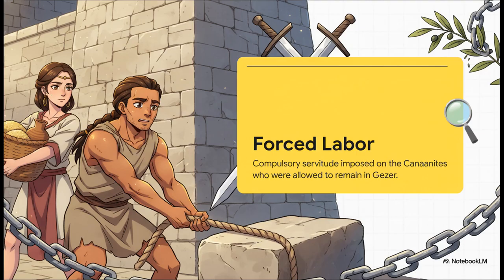On the surface, maybe it looked like a smart, profitable decision. I mean, why fight a tough battle when you can just tax them and get free labor to build your own stuff? But wealth and ease are incredibly tempting, aren't they? Deep down, it was a profound moral failure. They chose temporary convenience over the long-term security of their borders.